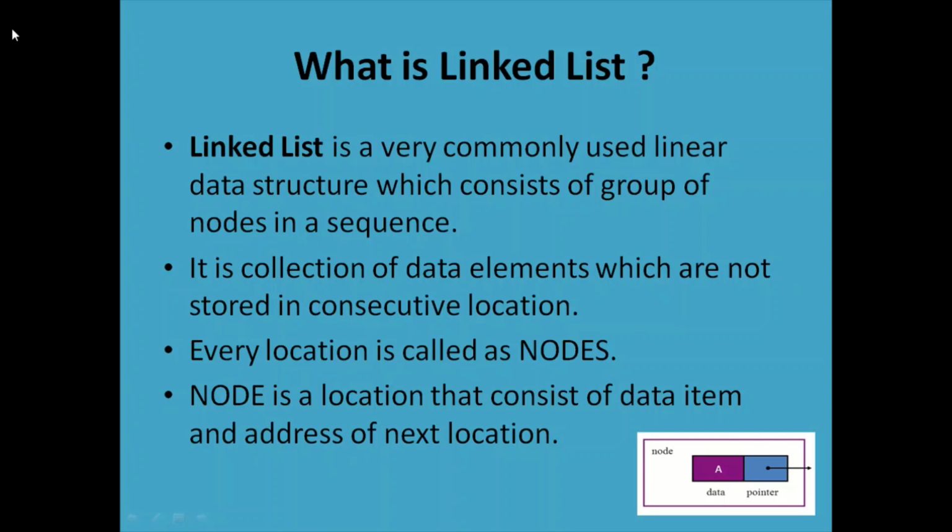And every location in a linked list is called a node. Now this node contains two parts. One is data and the other is a pointer, that is, the address of the next node. As you can see on the screen, a picture of a node: here A is the data and this is the pointer, that is, the address of the next location.